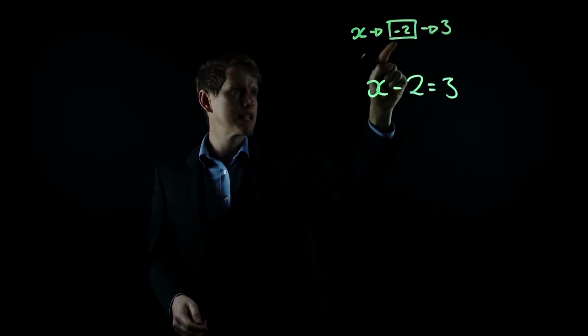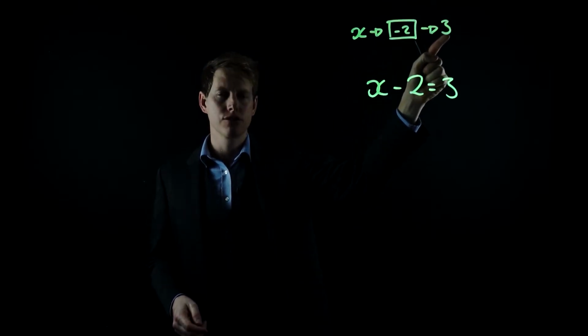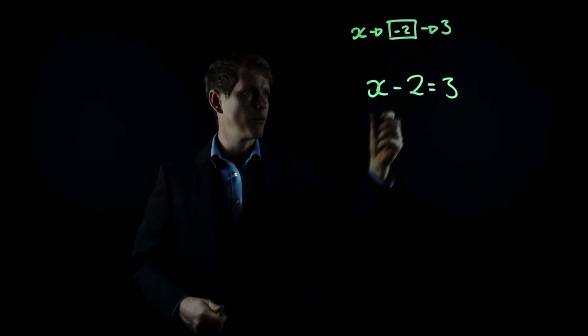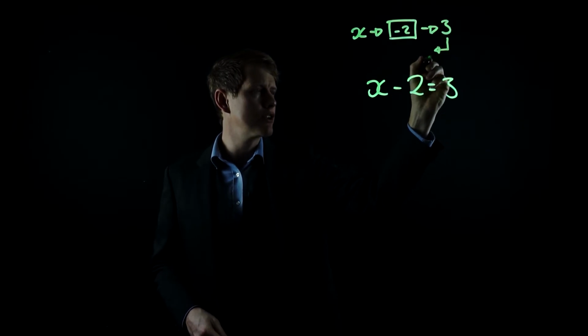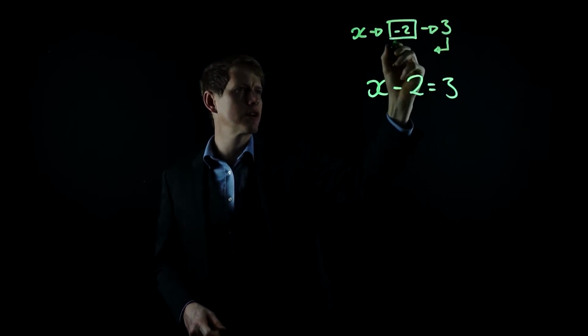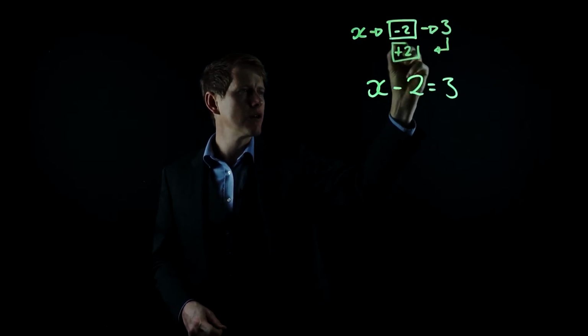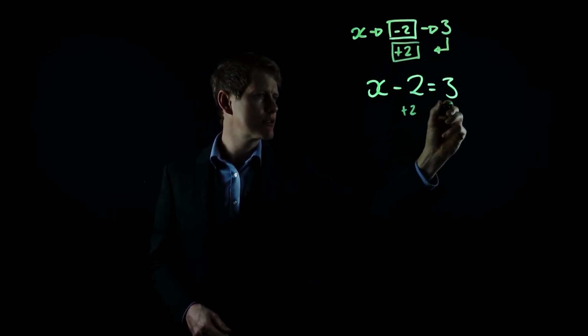X goes in, we take away 2, and we get our solution of 3. Now, we need to be able to work this backwards. So we're doing the inverse operation. So we're starting with 3. The first thing that we're going to do is the opposite of taking away 2. So we're going to add 2. So our first step is to add 2 to both sides.